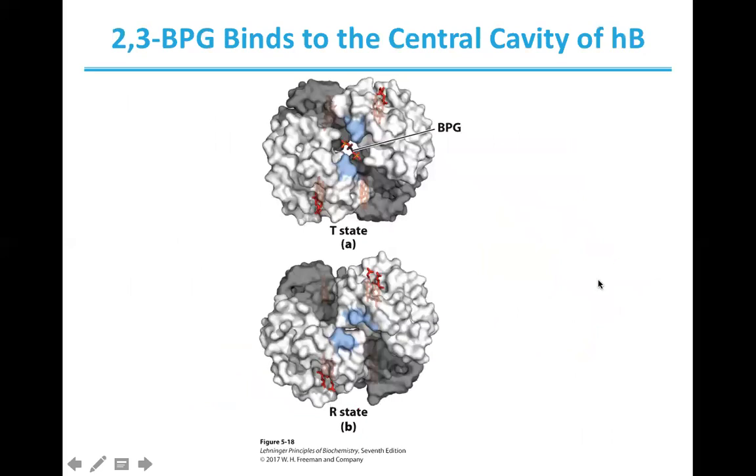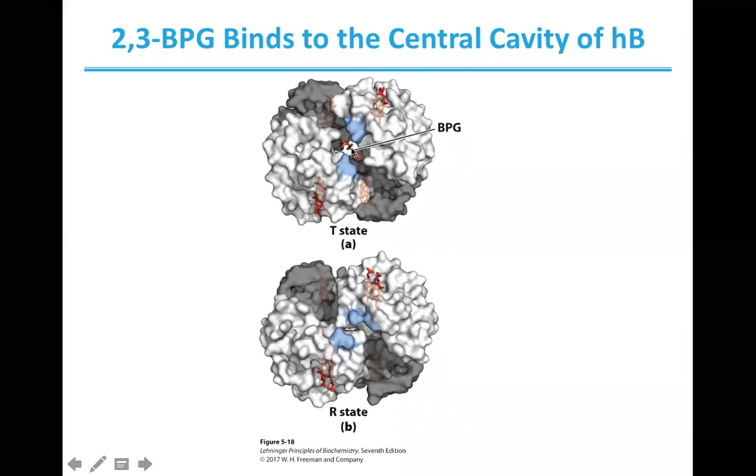And so it turns out that in hemoglobin, BPG binds in the central cavity. Remember, each hemoglobin will actually bind 4 molecules of oxygen, but it will only bind 1 molecule of BPG. And you can see here, if this is the T state, there's a nice cavity that opens up in the hemoglobin to accept BPG and to stabilize the T state.